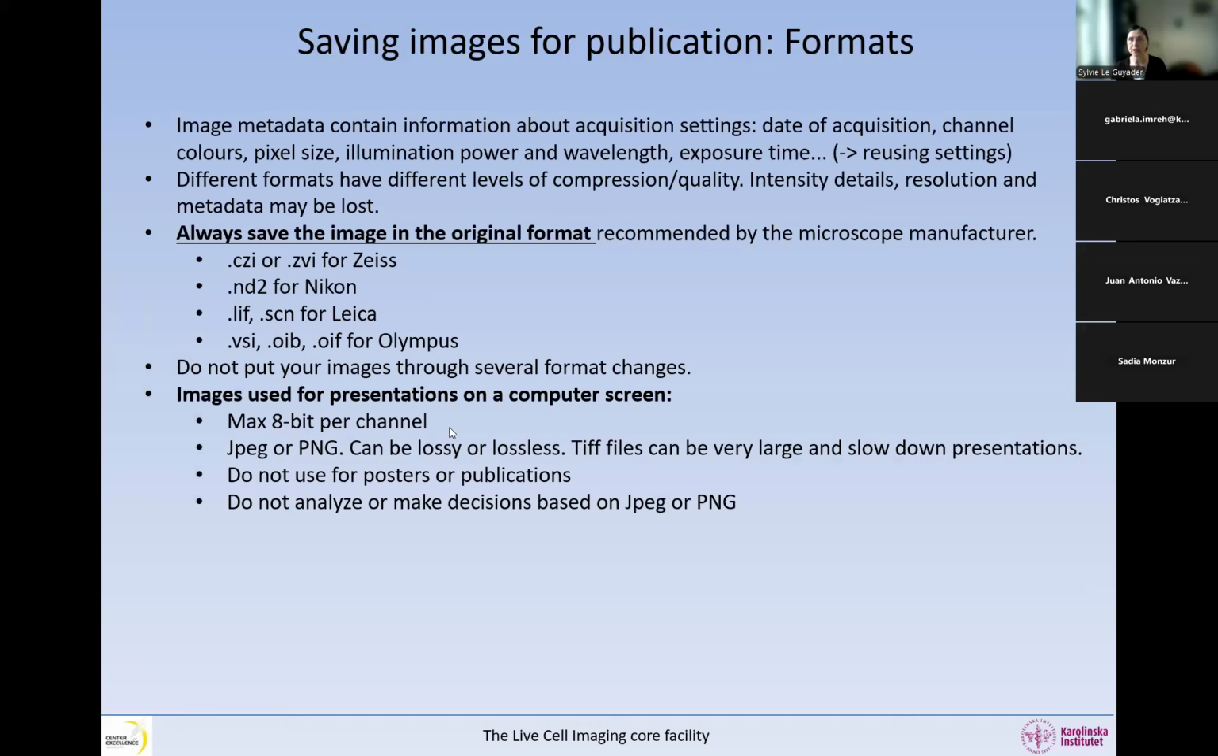So on computer screens, we've said this before, you must have an 8-bit image, and JPEG and PNG are lossy. Well, they can be lossless as well, it depends what it is. Mostly it's lossy, so it means that there's a very high compression, and therefore the data is really scrambled, let's say. And TIFF files can be very large and slow down your presentations. So when you are presenting on a computer screen, the resolution and the bit depth is not very high, so it's quite okay to use stuff like this.